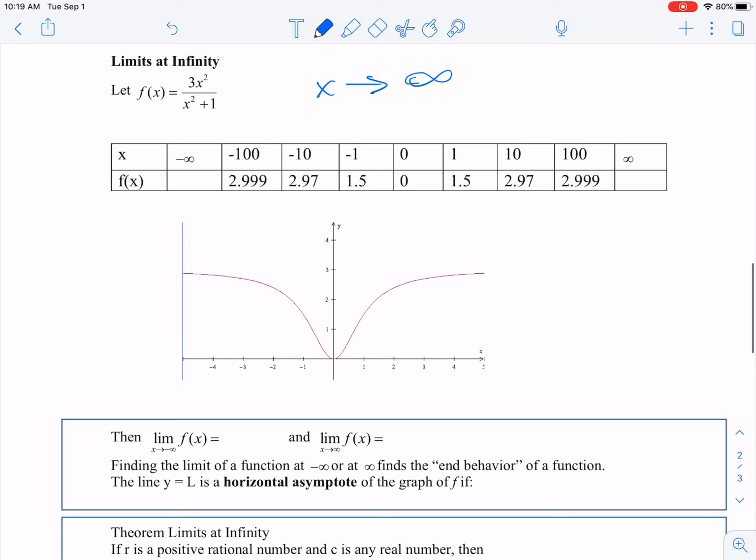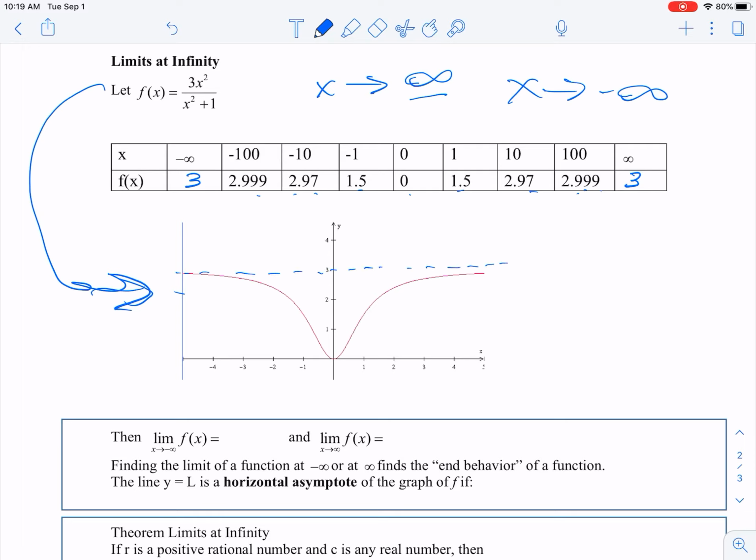They give us a function. This is the graph of that function. And what they're asking for is the limit as x goes to infinity and as x goes to negative infinity. So they filled in the chart, and you're looking at the numbers. It looks like it's getting closer and closer to 3. Same here. When you plug in the numbers, it's getting closer and closer to 3. This function has a horizontal asymptote at 3. As x gets huge, my function is getting closer and closer to 3. So that's your limit at infinity.